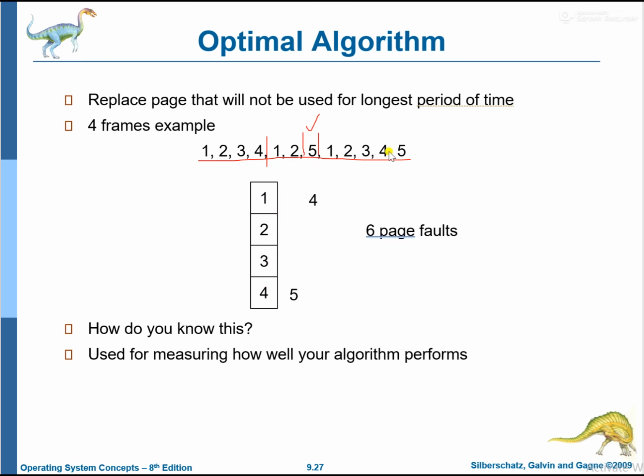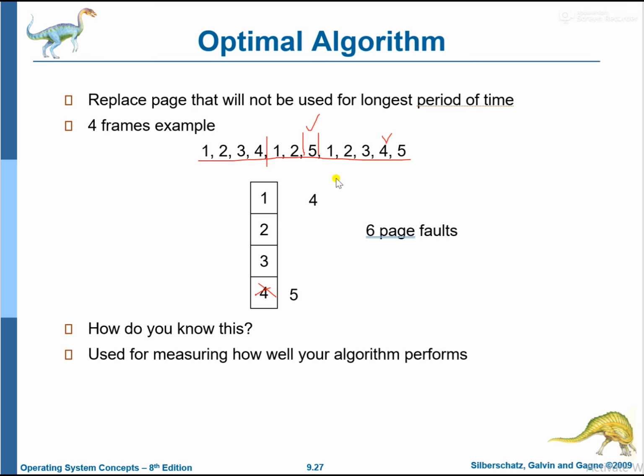What will be the future references? Okay, so when we look after 5, 1 we need immediately after 5, so 1 is not a good victim. 2, okay, after that 3, and after that 4. So if we look into this timeline at which frames we need in the future, we come to know that 4 is the frame that will not be used for the longest period of time. So we will choose 4 as a victim, and 5 will be added in the place of 4.